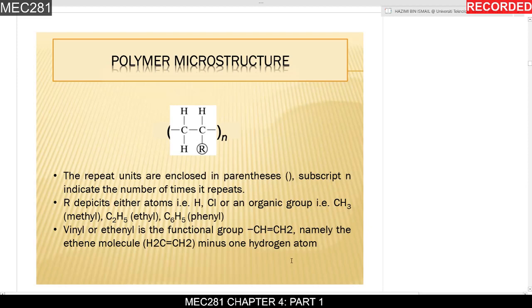Okay, so let's continue. This is the polymer microstructure, the symbol of microstructure. As you can see here, this is the symbol of n. The subscript n here indicates the number of times it repeats.